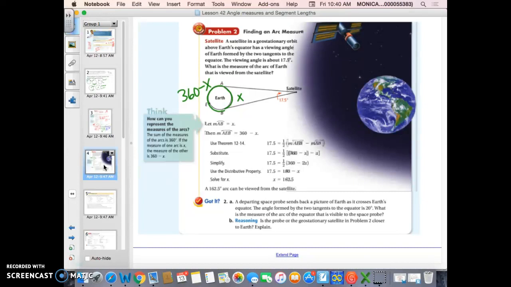Okay. So I just wanted to show you that if they just give you the angle measure, you can still find the other arc measures. And I believe this is like number 4 in your homework.